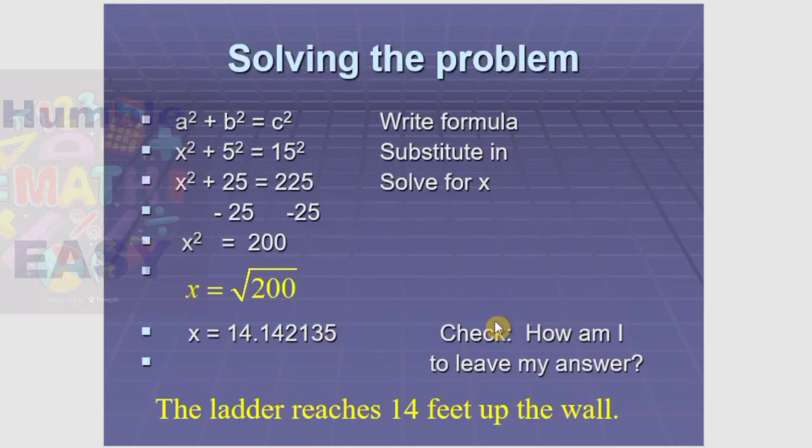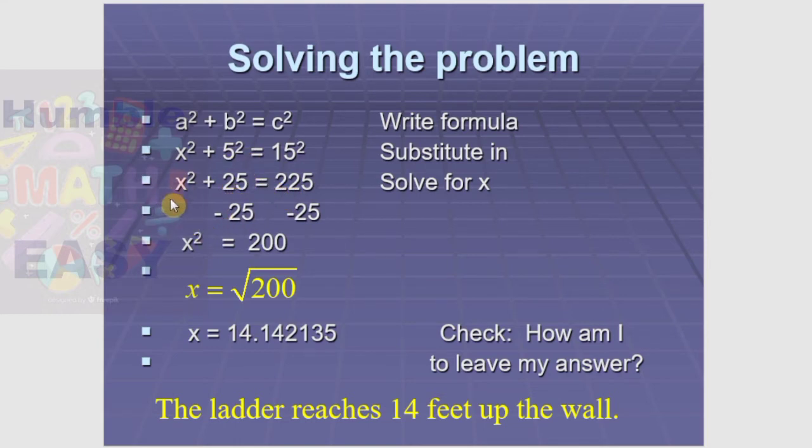Now as we go through the solution using the formula a squared plus b squared is equal to c squared, since our a is just our x, we have x squared plus 5 squared, then 15 squared, since the value of c is 15. Now we have x squared plus 25 is equal to 225, because 15 squared is 225, and 5 squared is 25.